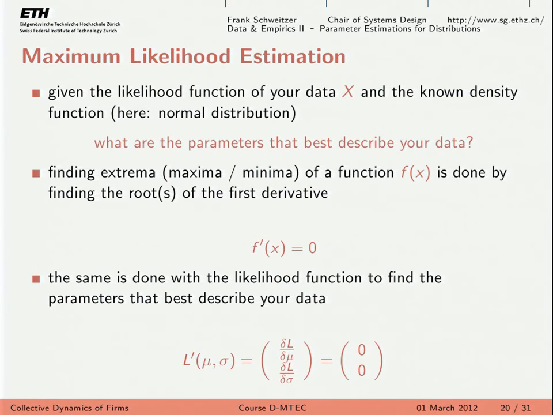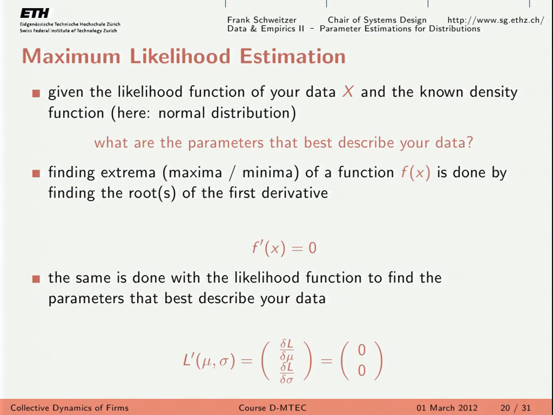That is the next question. So, what are the parameters that describe your data? There can be different mu's and sigma that fulfill the likelihood function, but the question is what describes it best. And this is equivalent to the question of finding the maxima or the minima or the extrema of a given function. You know this already from your courses in basic mathematics.